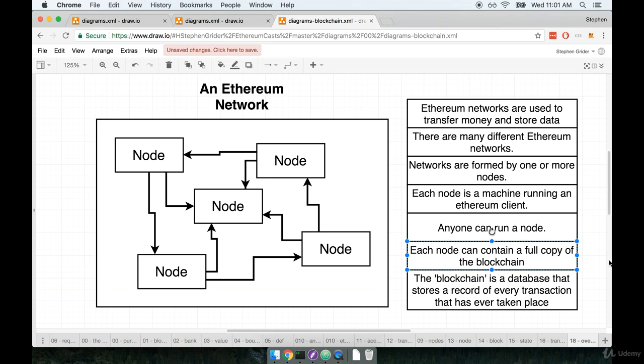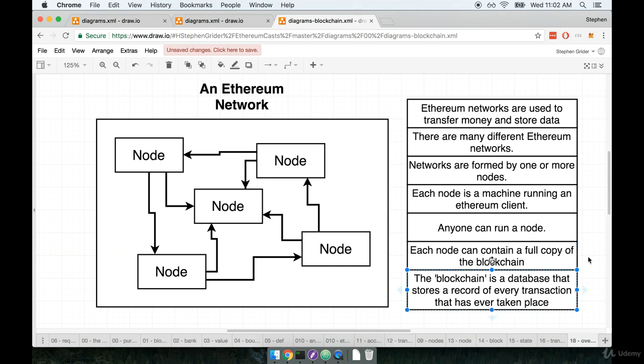Each node that we create, or I should say each node on the network, has a full and separate copy of the blockchain. We haven't talked about the blockchain too much just yet, but that will be a huge topic of discussion throughout the course. So for right now, let me give you a very basic description of the blockchain.